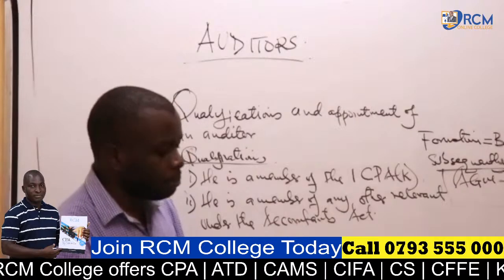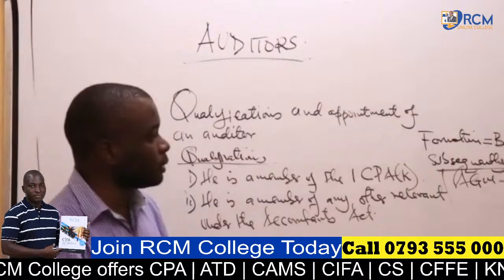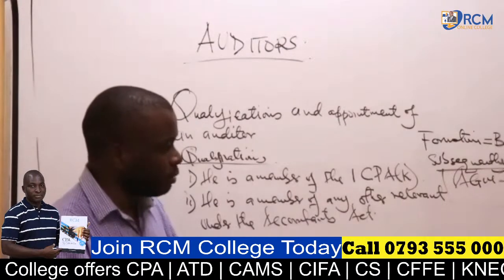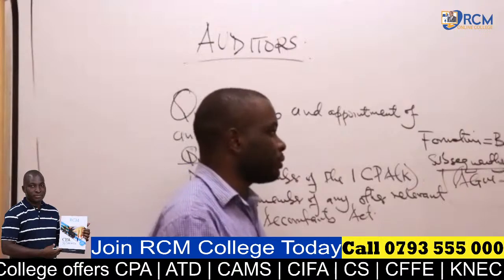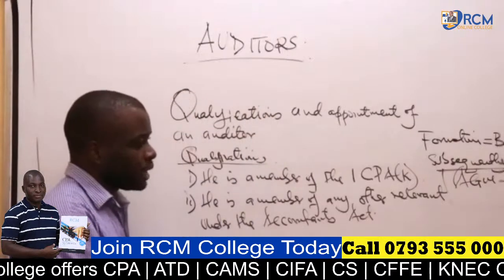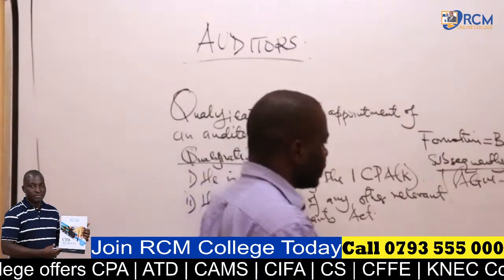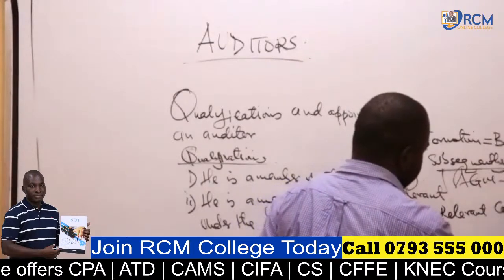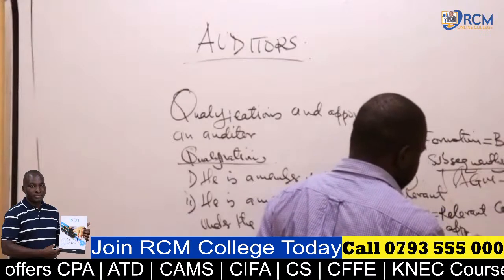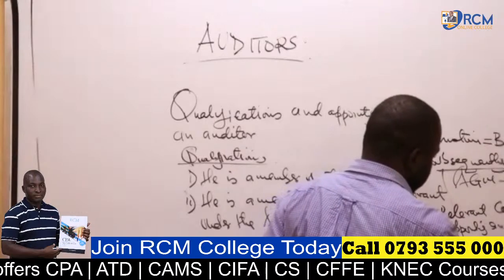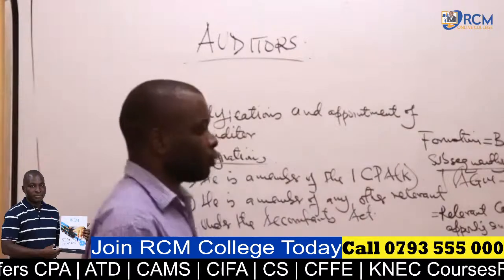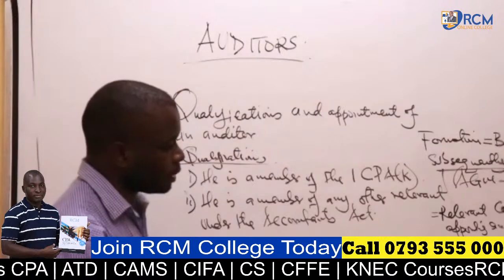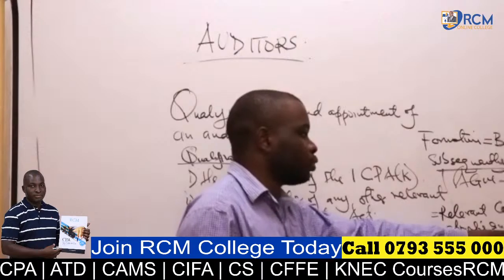For example, sometimes we could talk about a parastatal, or any company or corporate body that the government has an interest in. If that particular corporate body has failed to appoint an auditor, then sometimes you can have the relevant cabinet secretary appointing an auditor in such a case. For example, if it is a parastatal under the Ministry of Education and they haven't been able to appoint an auditor, the cabinet secretary can step in and appoint an auditor for such a corporate body.